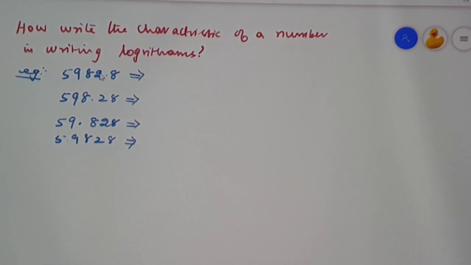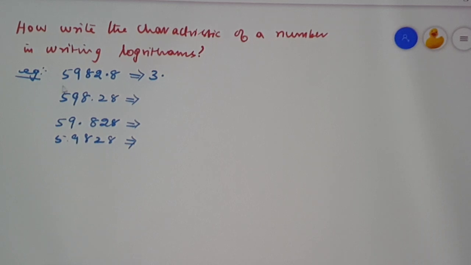In the first number, you see how many digits are there before the decimal point? 4. So the characteristic is 3. Then you have to write 3 point. This 5982, you have to search in the log table at 59, where at 59, the value of 8 and the 2 is the common difference. How to get that value, we shall see later with the help of the logbook. Now I am explaining how to write the characteristic.